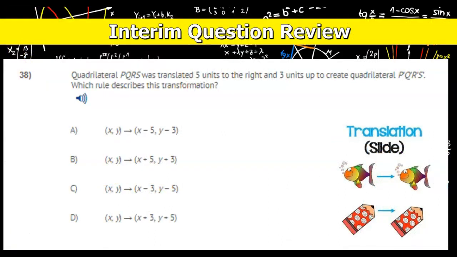All right, then we have question number 38 from the interim. Quadrilateral PQRS was translated 5 units to the right and 3 units up to create quadrilateral PQRS prime. Which rule describes this transformation? Pick out the correct rule and press play whenever you're ready. All right, the correct rule here, to move 5 units to the right, that is x plus 5. 3 units up would be y plus 3. So B is the correct answer here.